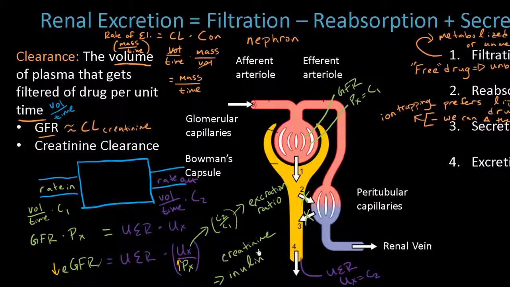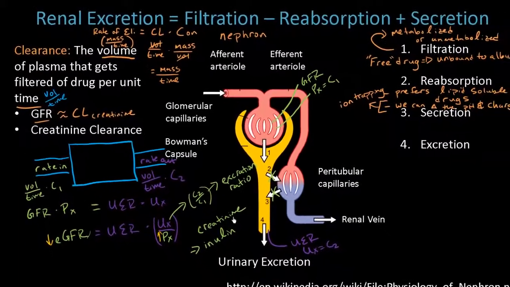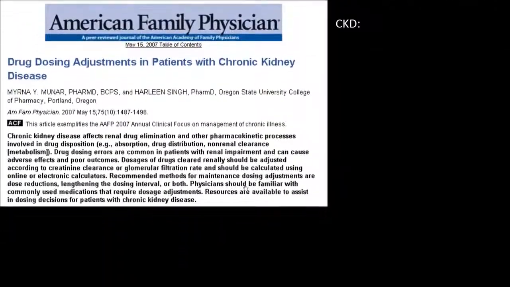So don't take my word for it. Let's look at a paper and just show you how important this is. So a couple of examples. There are two examples you should know where patients might have decreased rates of drug excretion. One is chronic kidney disease and the other is old age.